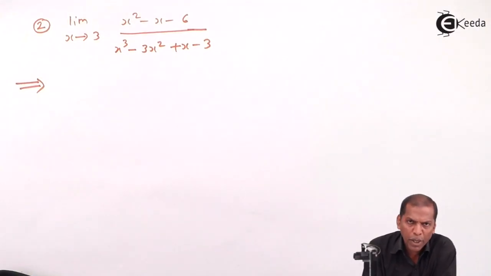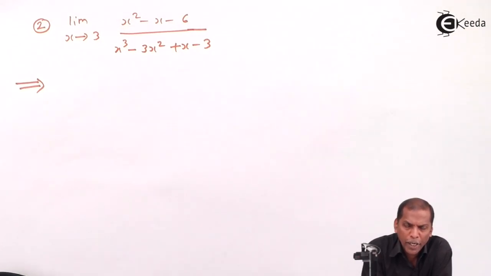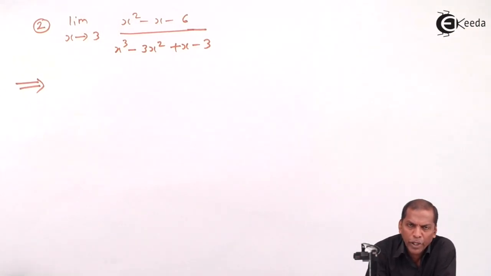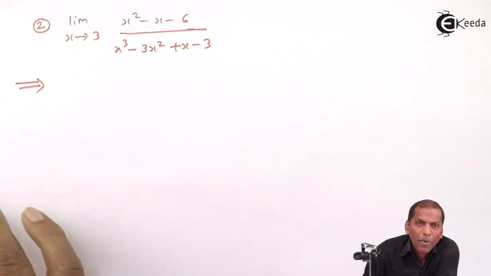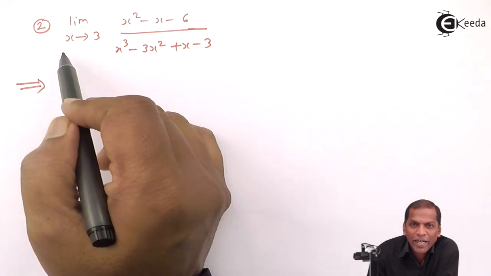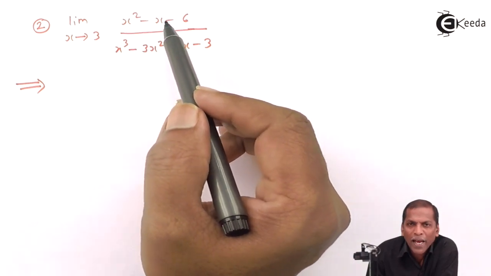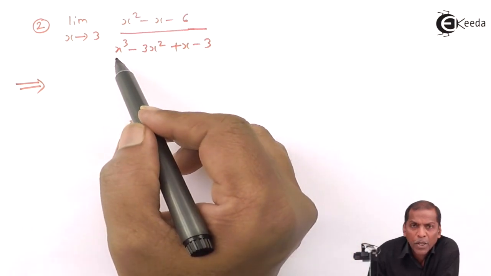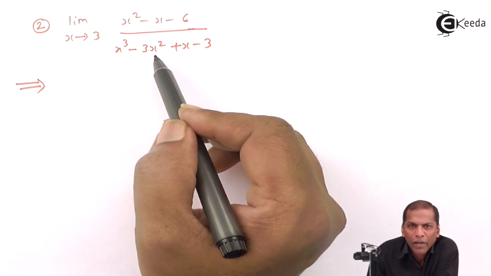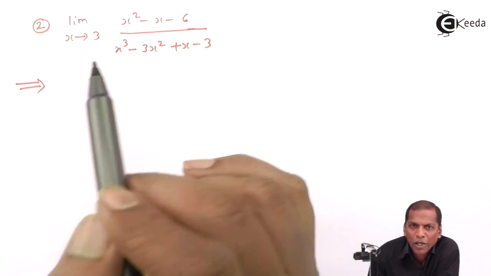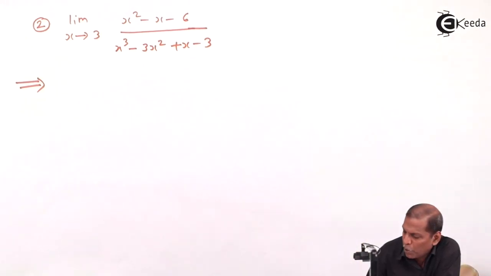Hello friends, now we see subtopic 8 problem number 2, which is also based on the factorization method of the chapter Limits. Problem number 2 is: limit x tends to 3 of (x square minus x minus 6) upon (x cube minus 3x square plus x minus 3). Now let's see the solution.